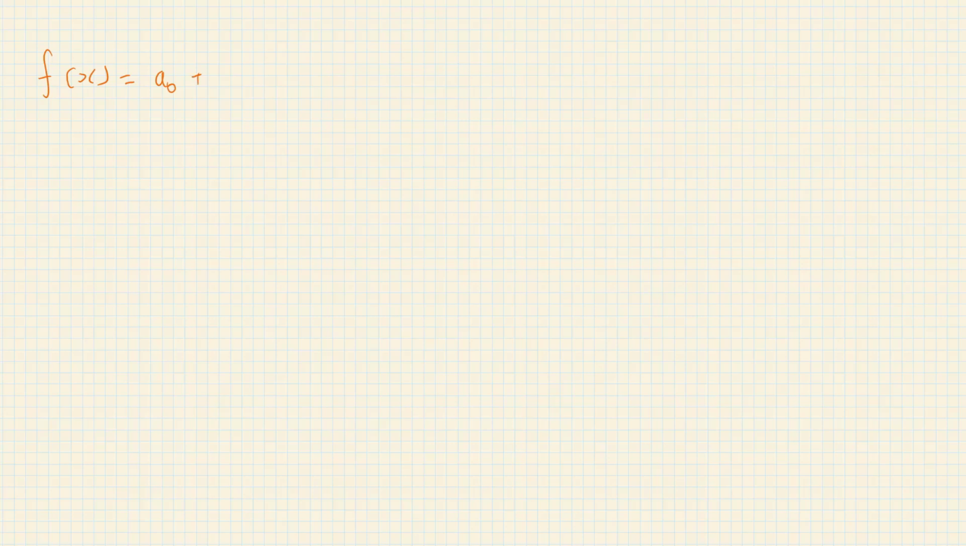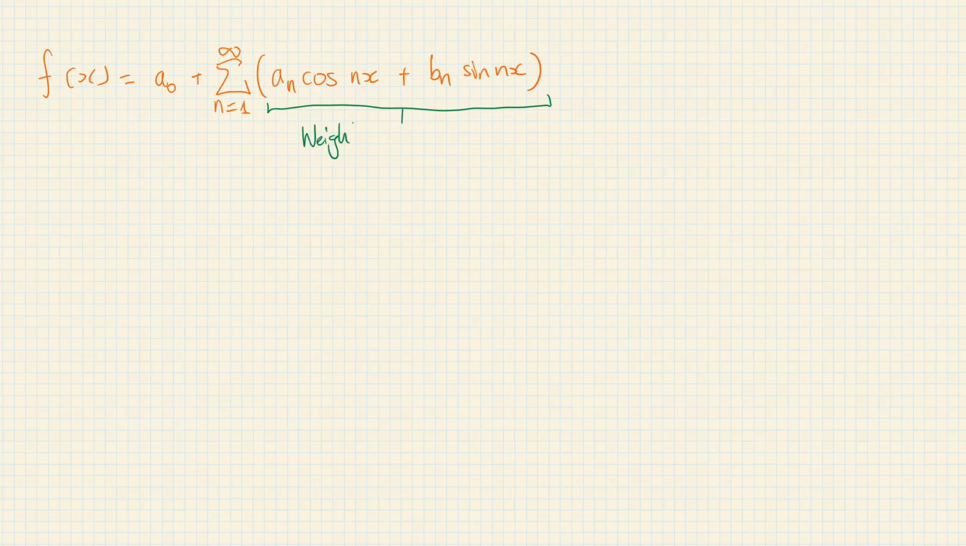Added to that, the sum of sine and cosine terms. And so that's denoted by this notation: a sub n cosine of nx plus b sub n sine of nx. And so this section here says that it is a weighted sum, meaning that we are summing different amounts of each cosine and sine term.